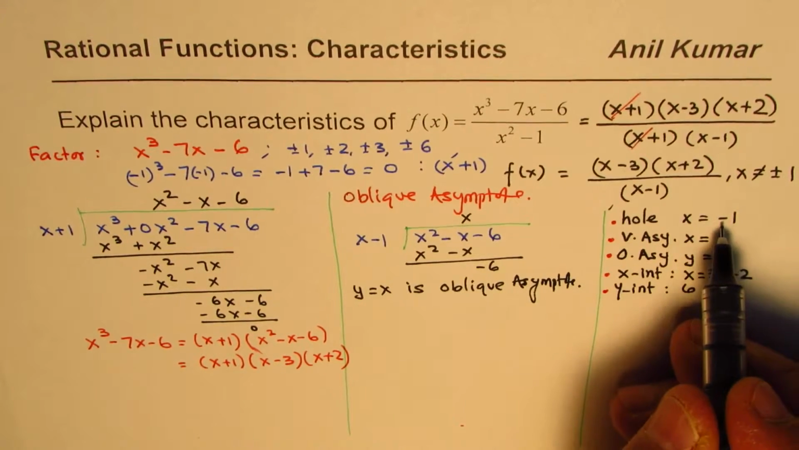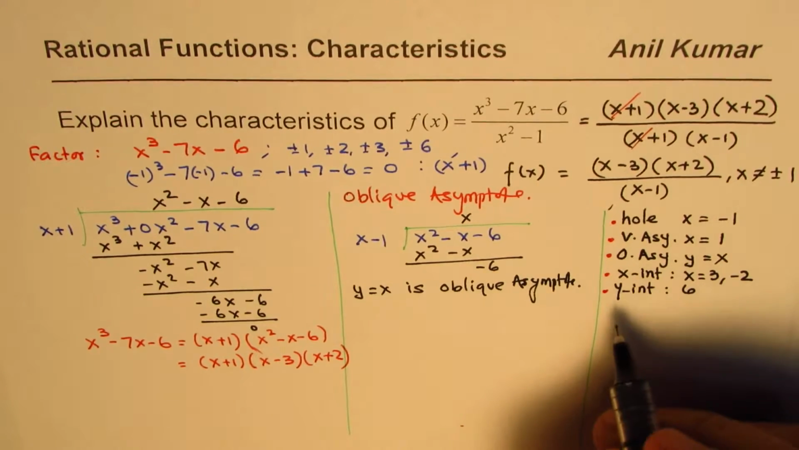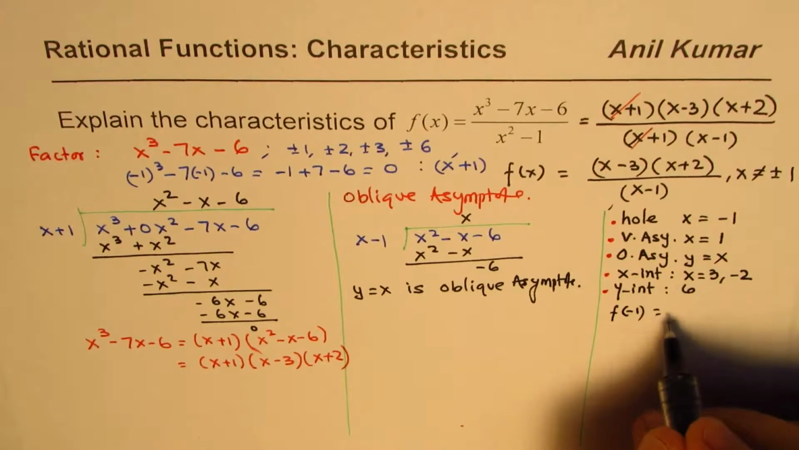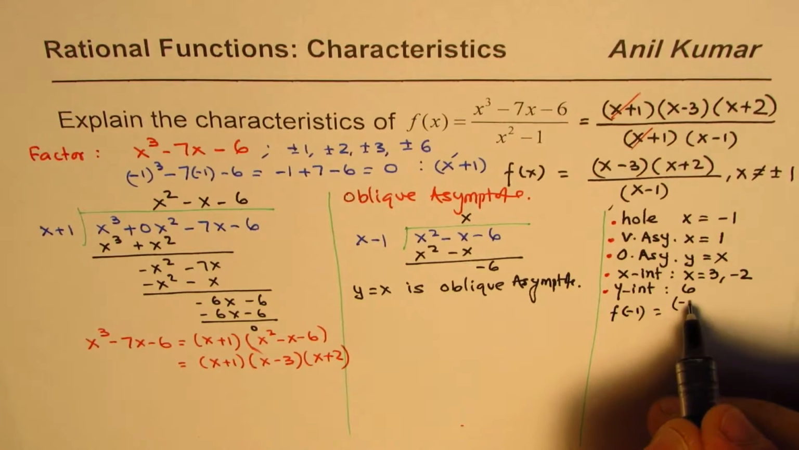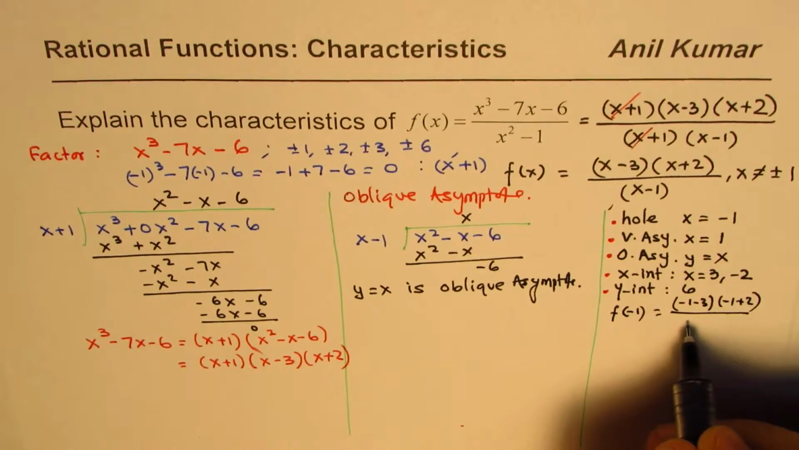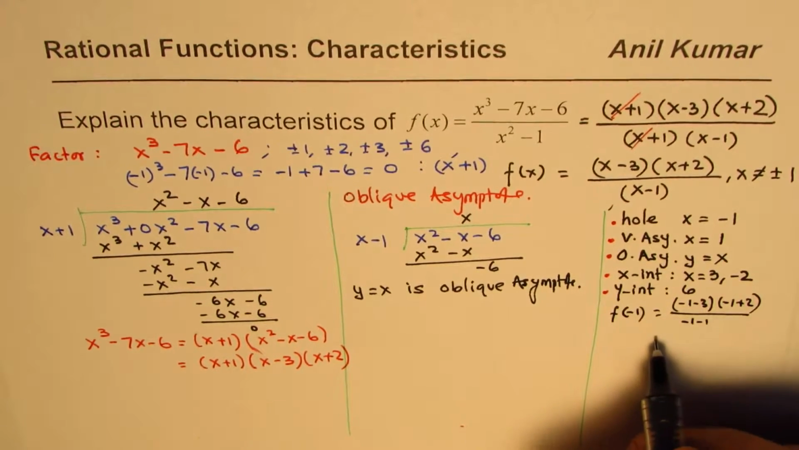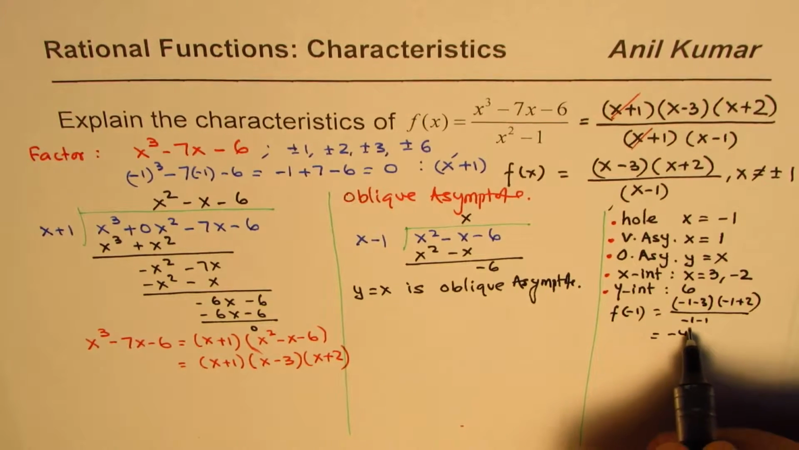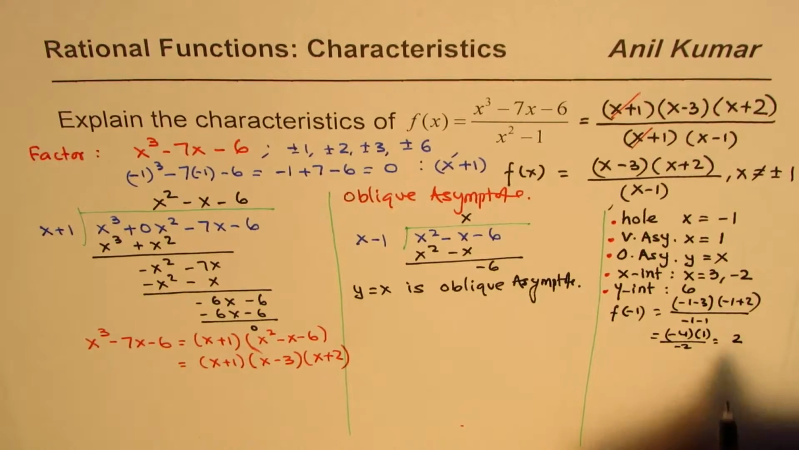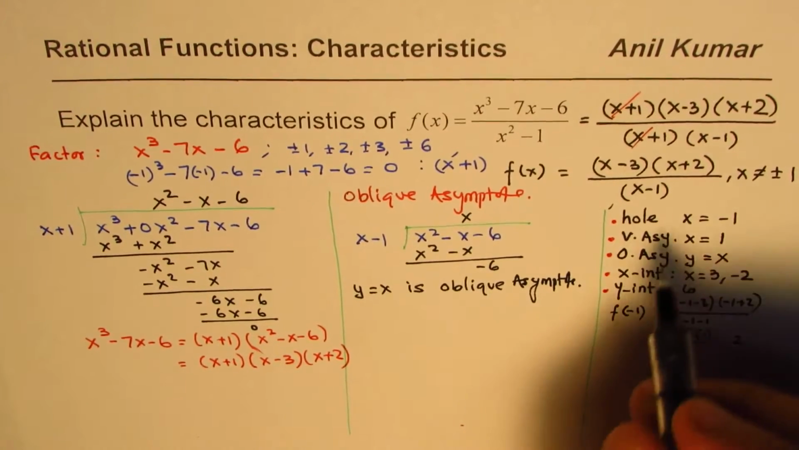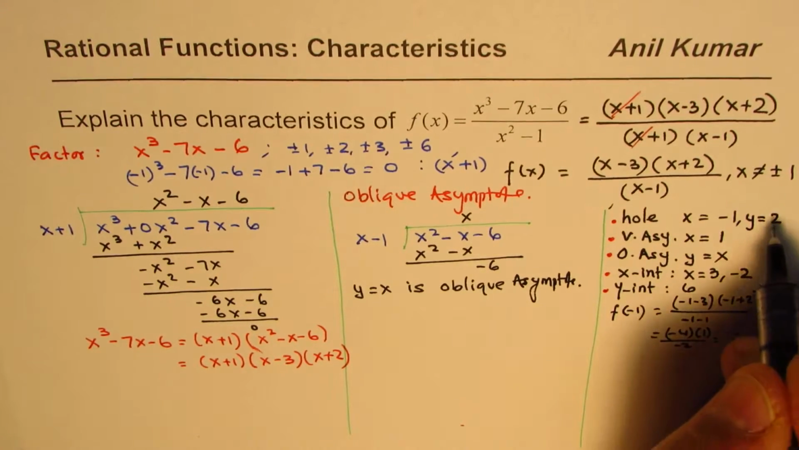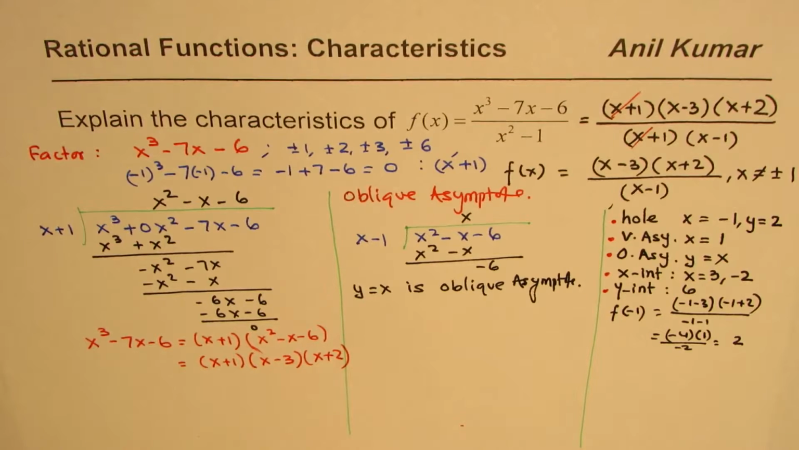Now, if the hole is at minus 1, what is the value of the function? So we say f of minus 1, we'll substitute in this equation, will be minus 1 minus 3 times minus 1 plus 2 divided by minus 1 minus 1. That is minus 4 times 1 divided by minus 2, which gives us a value of 2. So we have a hole, and the y value at the hole will be y equals 2. Is that okay? So we have a hole at minus 1, 2.